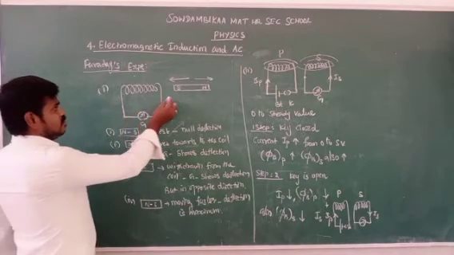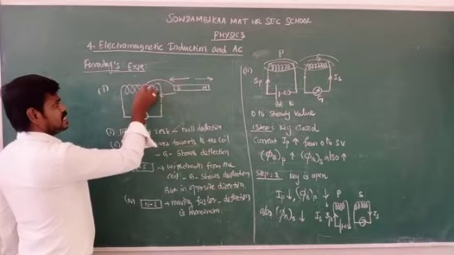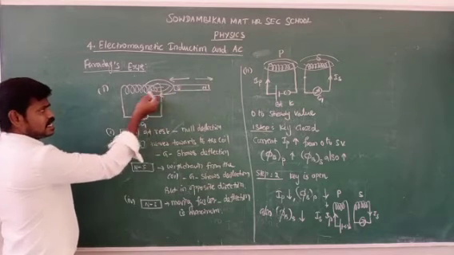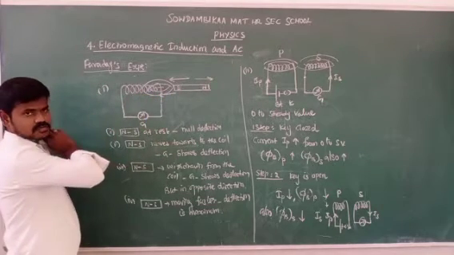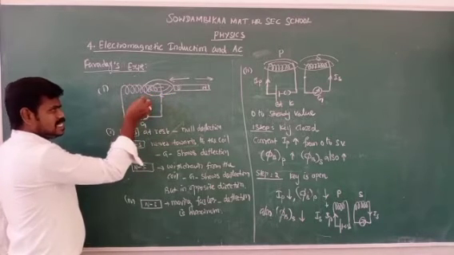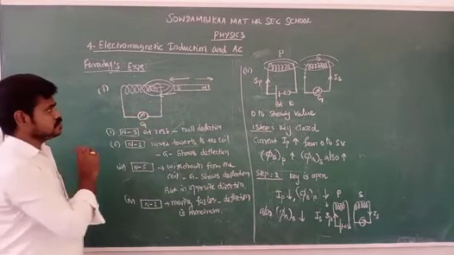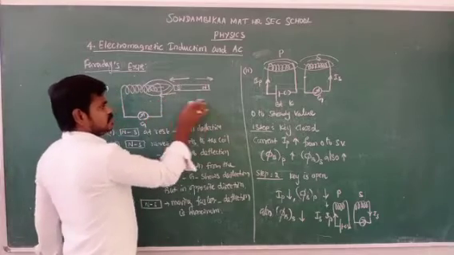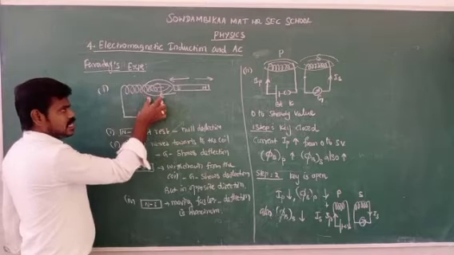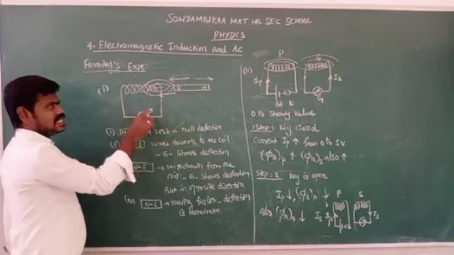Okay, here, when the bar magnet is moved toward the coil, the magnetic flux linked with the coil increases. Remember, when the bar magnet is brought toward the coil, the magnetic flux increases. When the magnetic flux increases, an EMF is produced, and due to that EMF a current is produced, so the galvanometer shows deflection. When the bar magnet is withdrawn from the coil, the magnetic flux linked with the coil decreases. Now also the magnetic flux changes and EMF is produced.